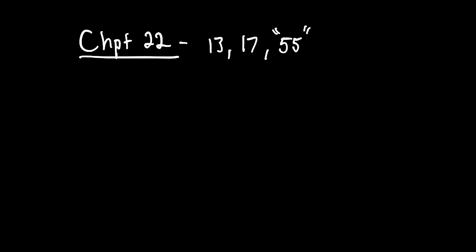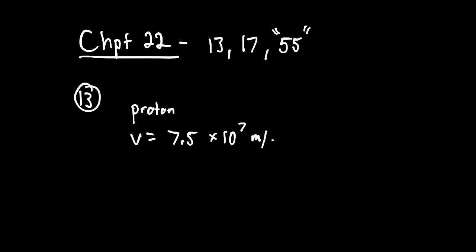So number 13, we have a charged particle that's moving in a circle inside of a magnetic field. They tell us it's a proton. So we have a proton that's moving into a magnetic field at a velocity of 7.5 times 10 to the 7 meters per second. The radius of its path is 0.800 meters. And we are asked to find what's the magnetic field that this thing is moving inside of. So what is B?